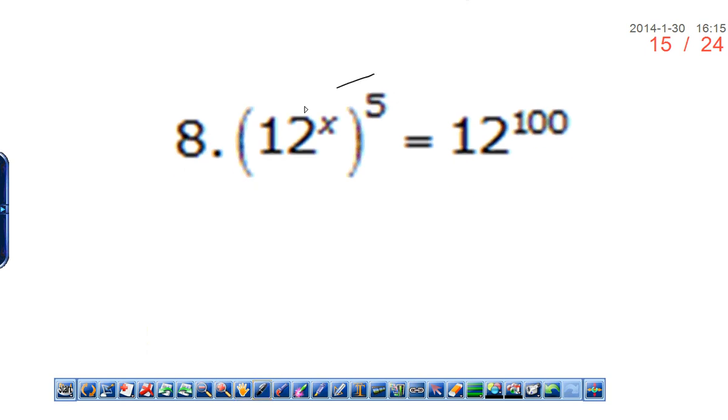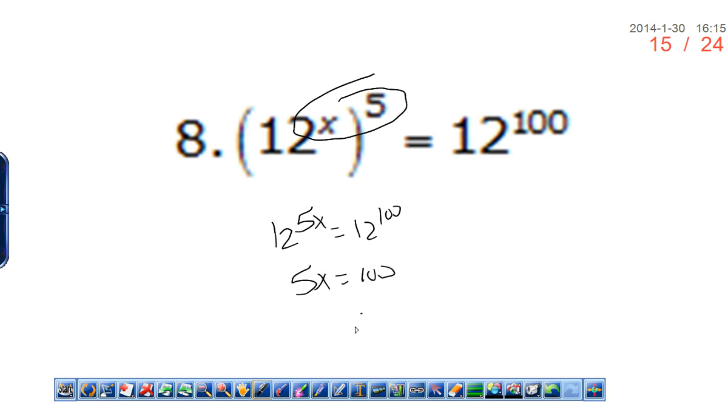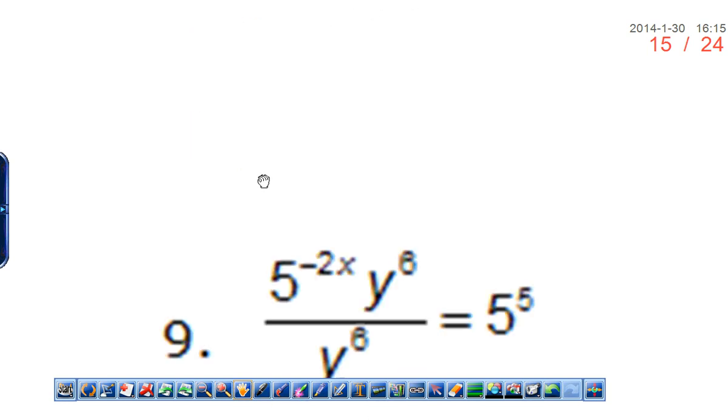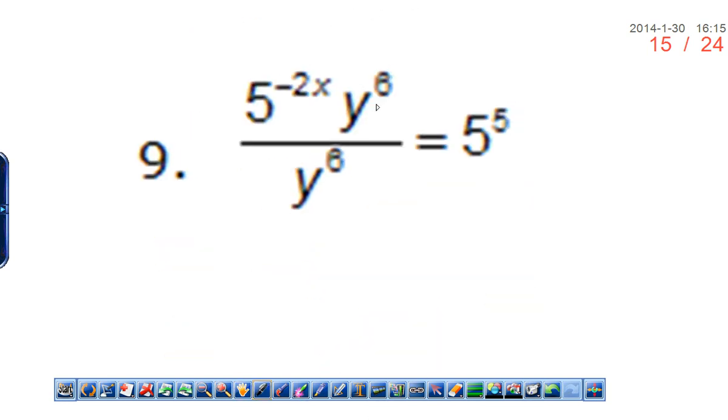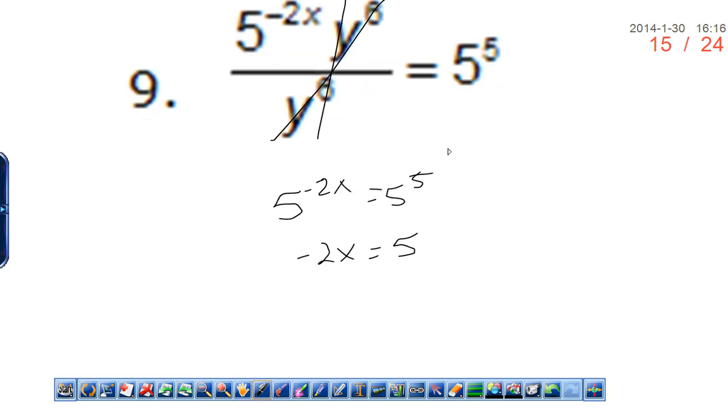Same thing here. We multiply power to a power. So 12 to the 5x equals 12 to the 100. So what times 5 gives us 100? X has got to be 20. All right, so that's really how all these work, is just manipulating some stuff around. Y's cancel out. Then I got 5 to the negative 2x equals 5 to the 5th. Well, all I want is to figure out what x is. So negative 2x equals 5, because that's my other exponent there. So then I divide by negative 2, and x is negative 5/2, or if you want to go decimal route, negative 2.5.